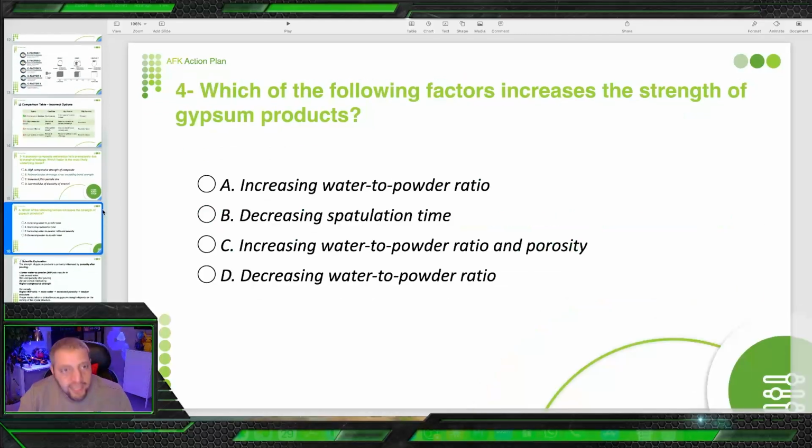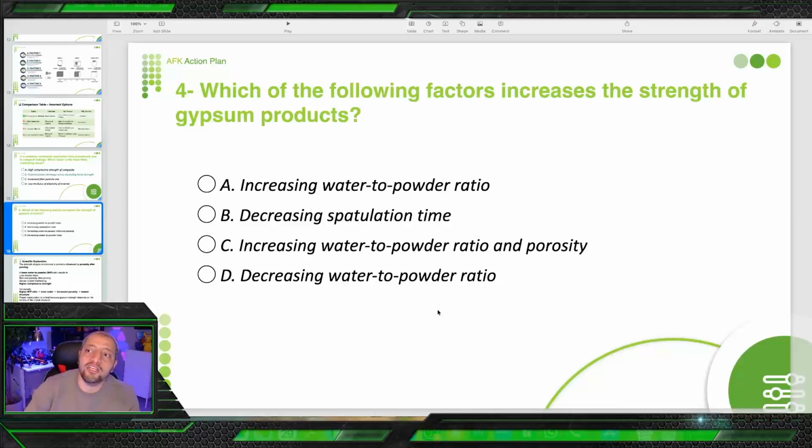Amazing. Next question. Which of the following factors increases the strength of gypsum product? So we have gypsum product. How do we increase it? Increasing water to powder ratio, decreasing spatulation time, increasing water to powder ratio and porosity, decreasing water to powder ratio. Okay, again, this is within limit. It's not like increasing to the watery or decreasing to less grainy, but like within limit.